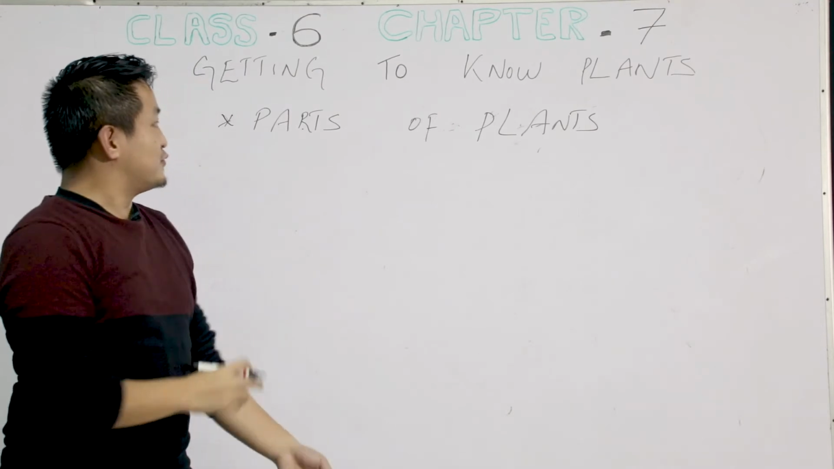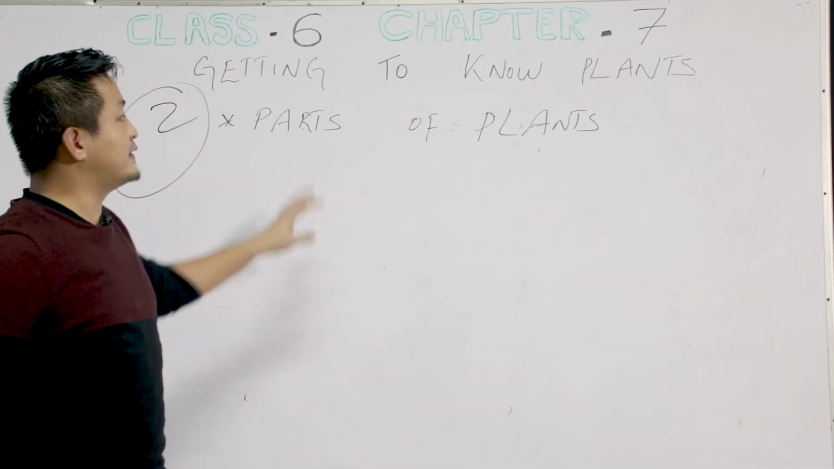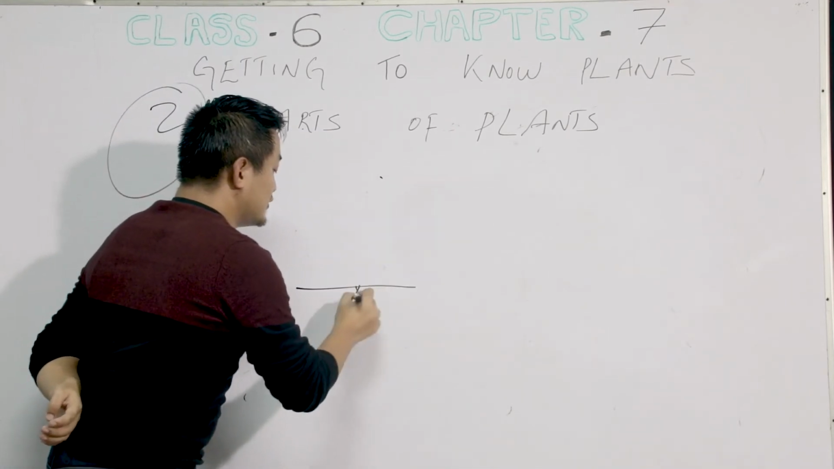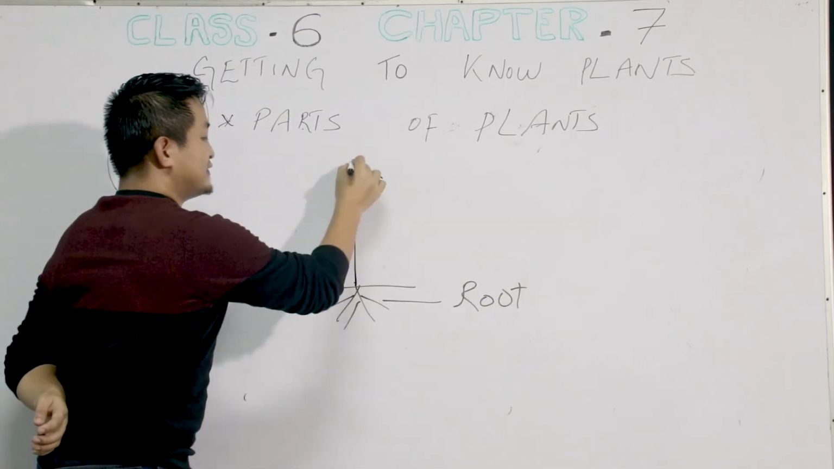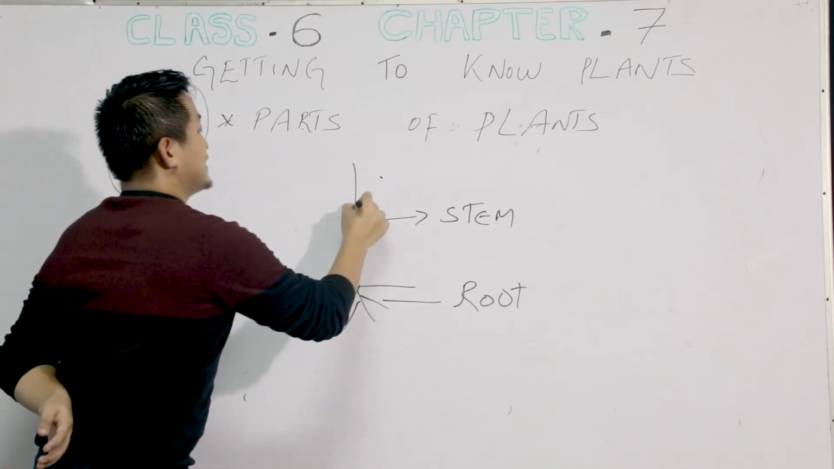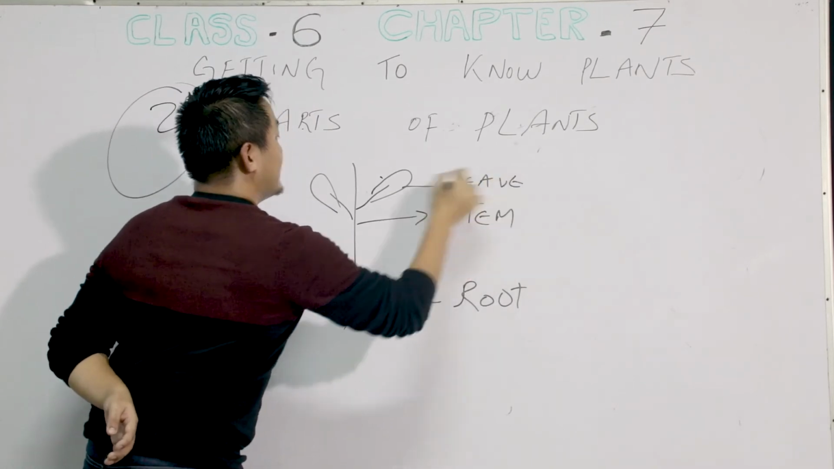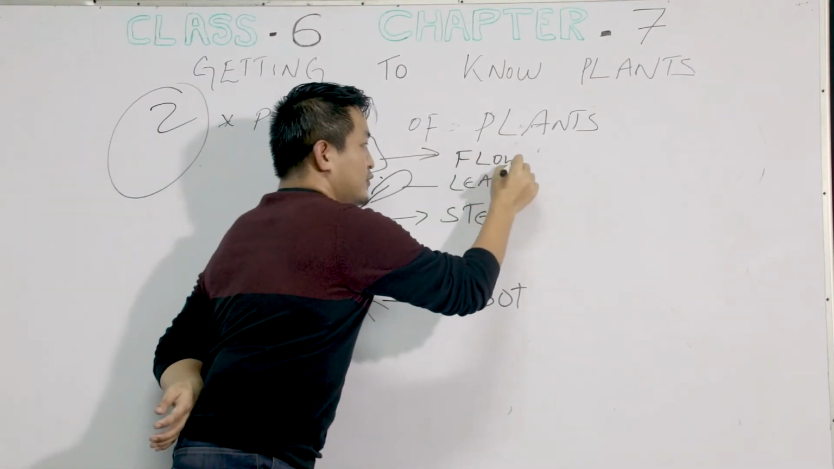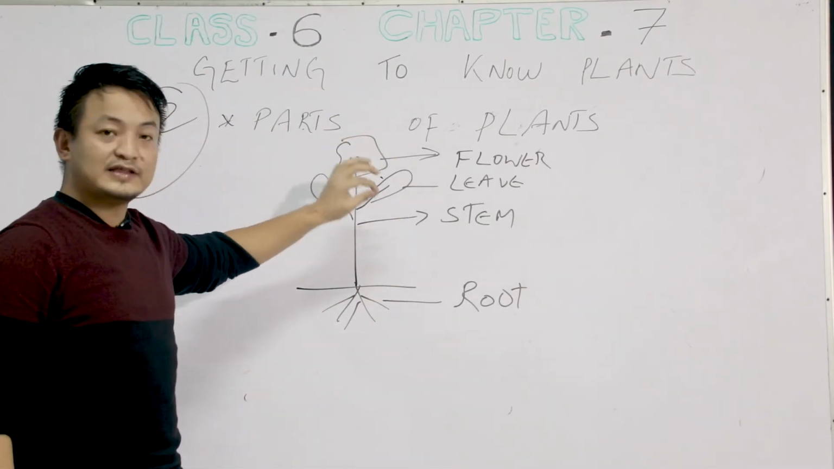So my dear class 6 students, we are done with the types of the plant, and now our second topic for today would be the parts of plant. Let's take a simple example. So now we have root. This is the root. Now we have this. This is the stem. Now let's say this is the leaf. And now let's say this is the flower. So generally we have these four types, that is flower, leaf, stem, and root.